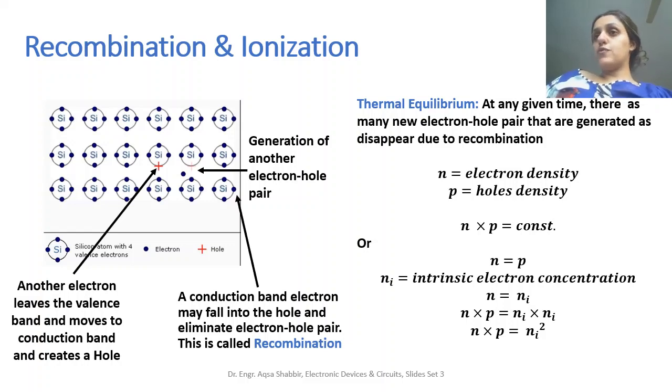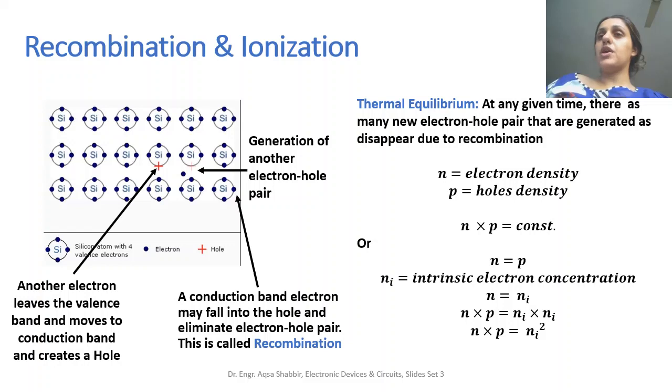So now it is important for you to realize that this process of ionization and recombination is an unending process, and it is always taking place inside an intrinsic semiconductor. Now over here on the right, you see the definition of thermal equilibrium. Thermal equilibrium is that at any given time, there are as many new electron-hole pairs being generated as are disappearing due to recombination.